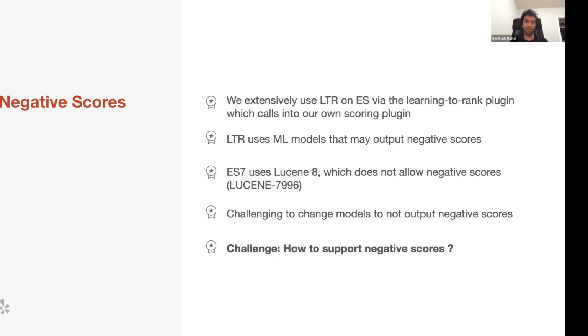Now, these models used in learning to rank are trained using machine learning, and they may output negative scores. This is a bit problematic for us because Elasticsearch 7 uses Lucene 8, and it does not allow negative scores. The reason was that when the Lucene implementers were working, especially on the WAND logic, they discovered that it was a bit difficult to support negative scores with it.